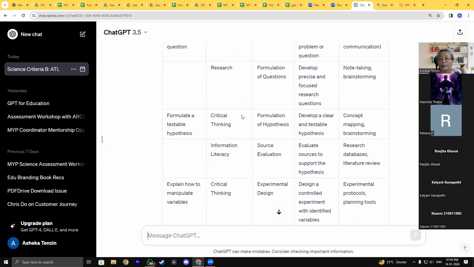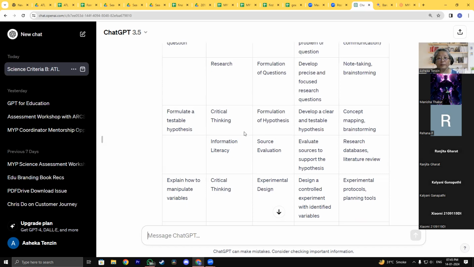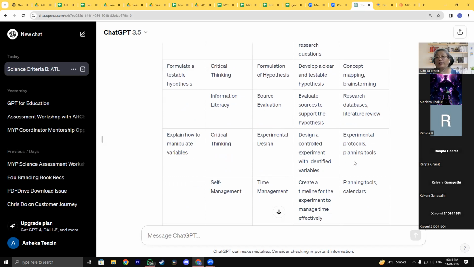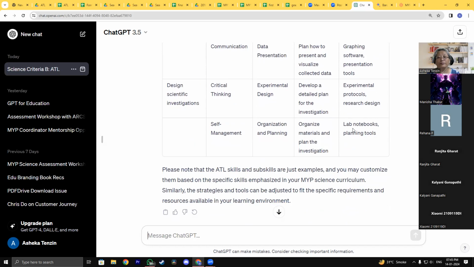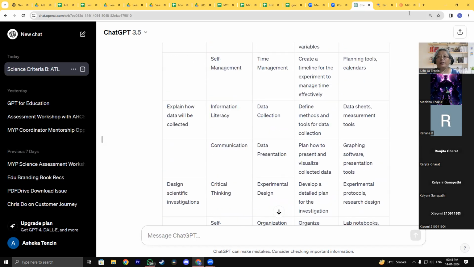Then formulating a testable hypothesis, critical thinking. If they are going to say that it is predicted that whatever, then they also have to give the reason why they are predicting. That is also there in one of those strands when you go from 1 to 2, 3 to 4, 5 to 6, 7 to 8. Then explain how to manipulate variables. So here your ATL skills are given. This is for criteria B.